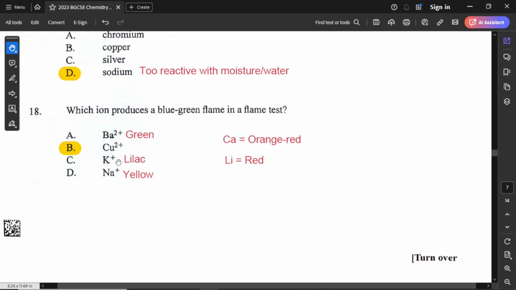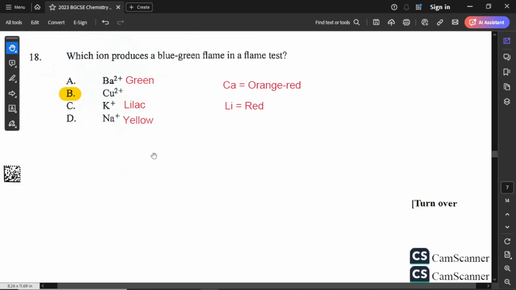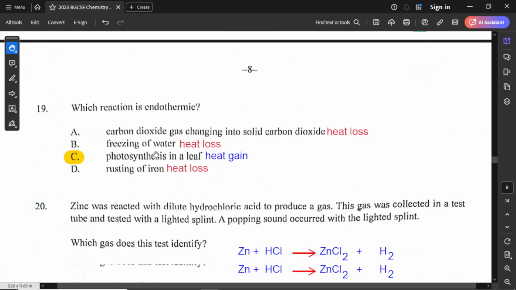And of course, if you think about potassium permanganate, which is a purplish color, you give it lilac, right? So that's a kind of easy way that I used to remember some of those.